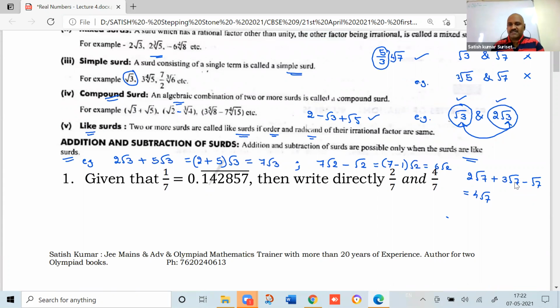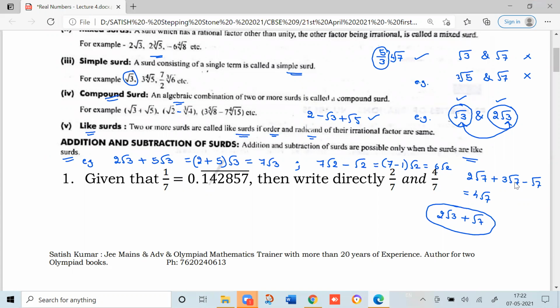Suppose you have 2 root 3 plus root 7. Now, is it possible to simplify further? No, sir. So here it is not possible. You cannot simplify this. Why? Because the radicands are different, even though the order is the same.